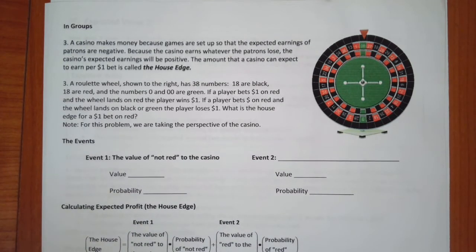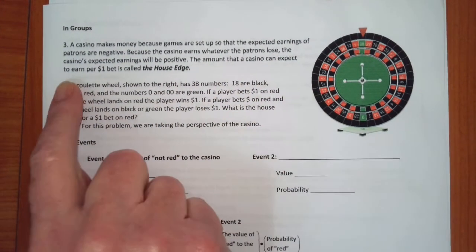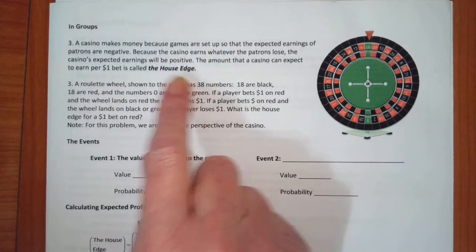Just like the lottery, a casino is not going to play a game that they are not going to expect to win over the long run. Yes, somebody will come in and break the bank on a particular thing, but in the long run, how are they going to make projections? What do they expect to win from a particular game? This is what's called the house edge. The amount that a casino can expect to earn per $1 bet is called the house edge.